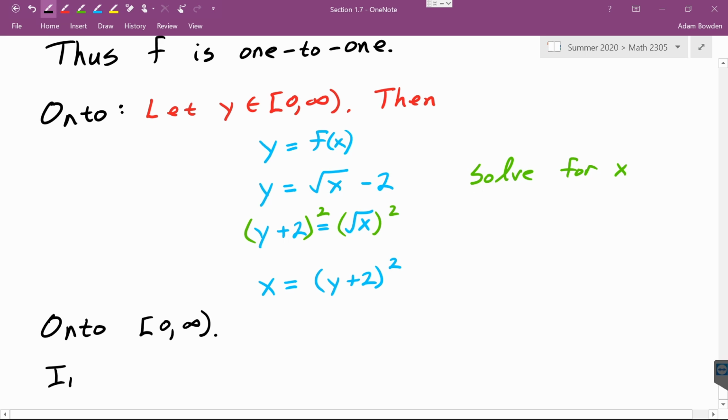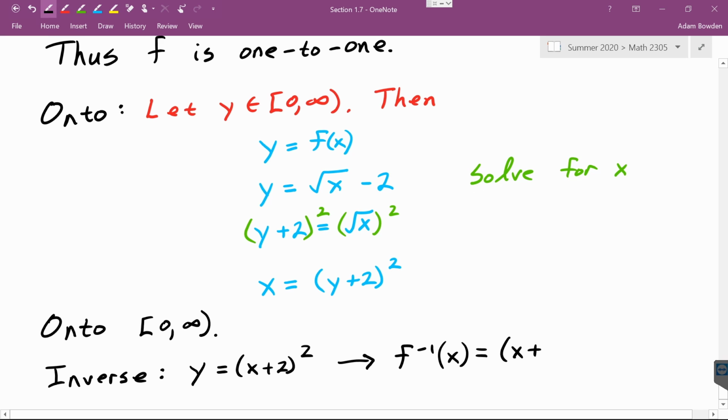And the inverse, if I swap the x and y, we'll have y is equal to (x plus 2) squared, which means to us that the inverse function f inverse of x is equal to (x plus 2) all squared. On the interval, and we want to make sure to be very clear about this, that we're only using the interval from 0 to infinity.